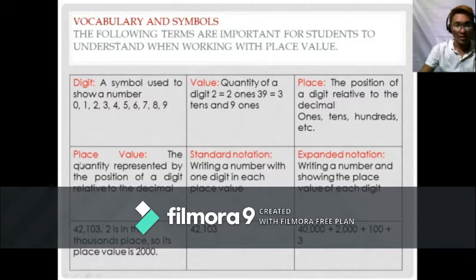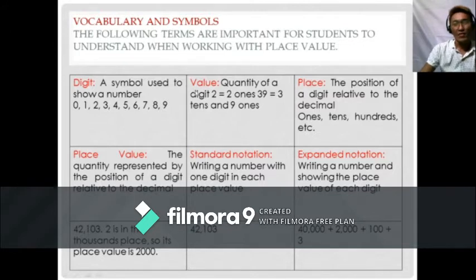Next, how about place value? Like I said, the place value is the value of a number in a place, but it has a lot of meanings. Say this: the place value is the quantity represented by the position of a digit relative to the decimal. For instance, 42,103.2. In that case, it is not a whole number, it is a decimal number. The 2 is in the thousands place, so its place value is 2,000.